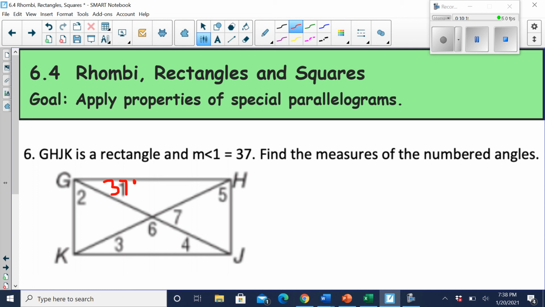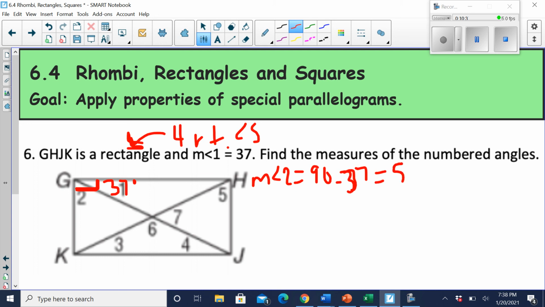If you think back, the definition of a rectangle is that it's a parallelogram with 4 right angles. So what that means is angle 1 and angle 2 together have to equal that 90. So if I want to find the measure of angle 2, I'm just going to say 90 minus the 37, and that's going to leave me with 53 degrees here. Okay, so I can fill this one in as 53.